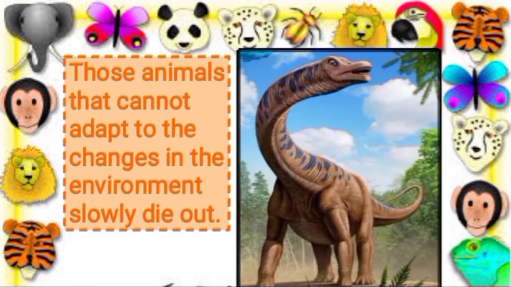So like plants, animals have also developed certain features which help them to survive in the environment. And those animals that cannot adapt to the changes in their environment slowly die out. For example, the dinosaur.